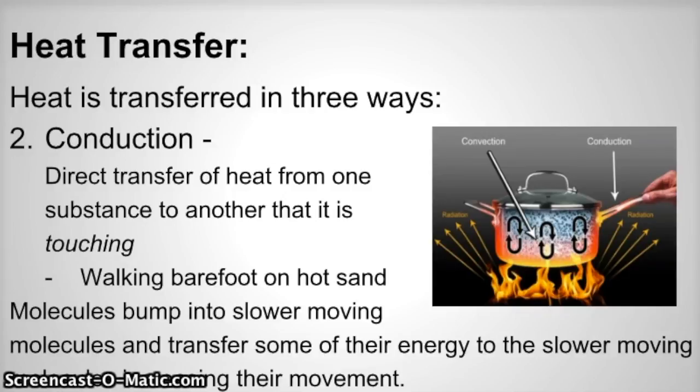When you look at conduction, really, it's those molecules we said were moving. They're moving very quickly if they're hot. And when they're hot, they're moving quickly and they bump into slower moving molecules. As they bump into them, they transfer some of their energy into the slower moving molecule, and it increases the movement of that slower moving molecule. So it's important to remember that warm things, or hot energy, or more energy, is transferred into things that have less energy or less heat.